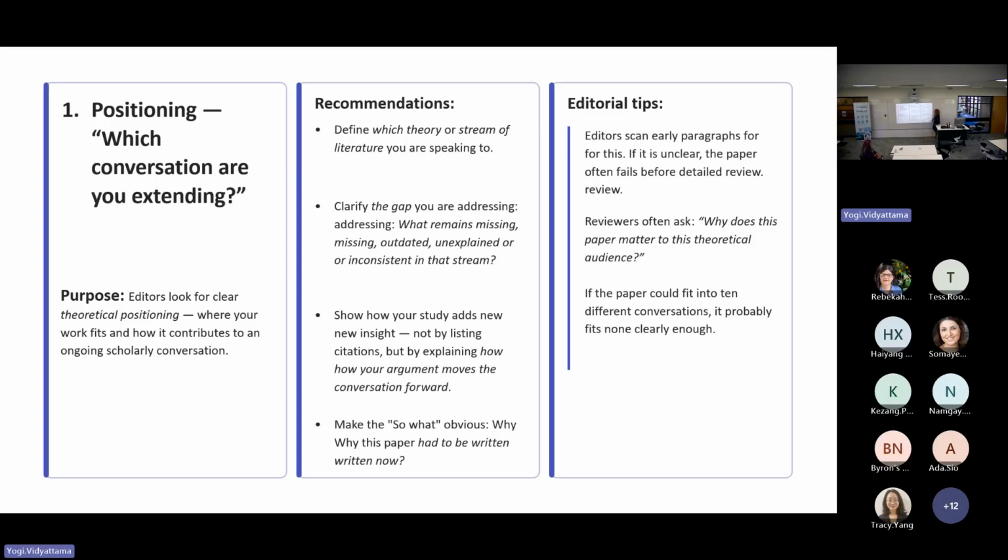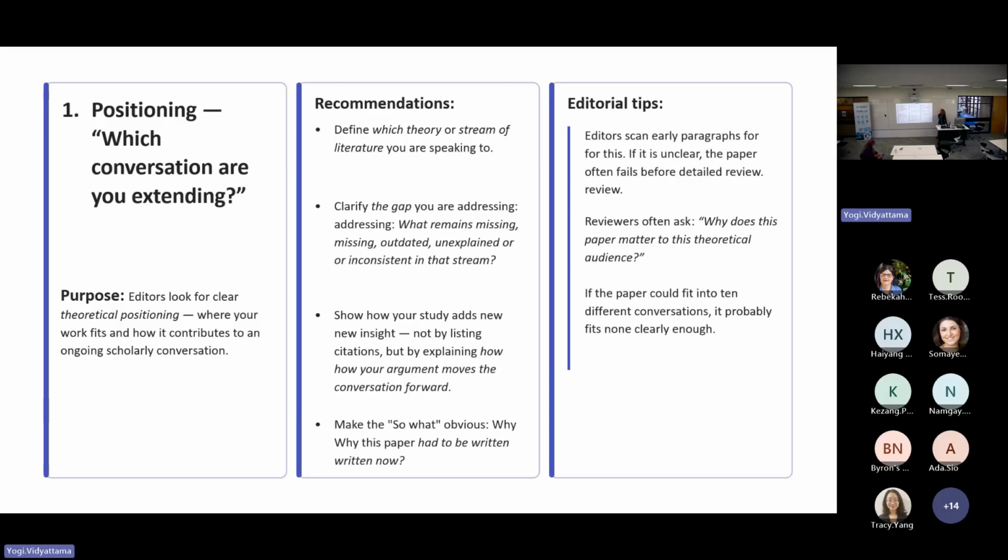A few tips here: scan early paragraphs, that's what we do. We're all super busy, and I can tell you for a fact that reviewers are very lazy readers. Okay, they're very lazy readers. You might be spending hours formulating one sentence, and they might not even read it, because they're scanning through it, right? So make your first paragraph very clear about where it is positioning, and the positioning is super clear. This is the question that needs to be answered: why does this paper matter to this theoretical audience? In other words, the so what, right?